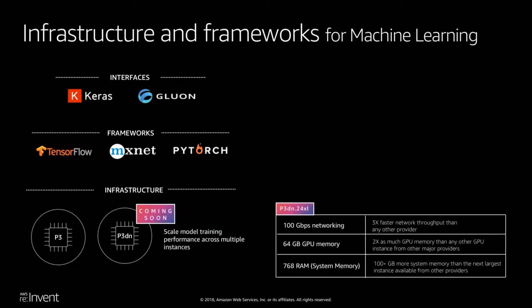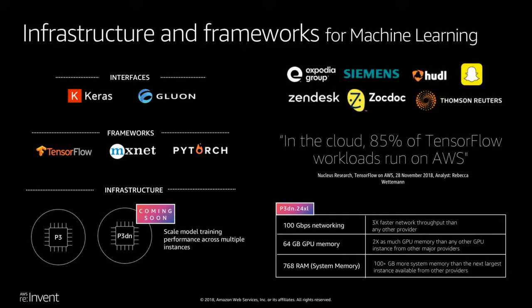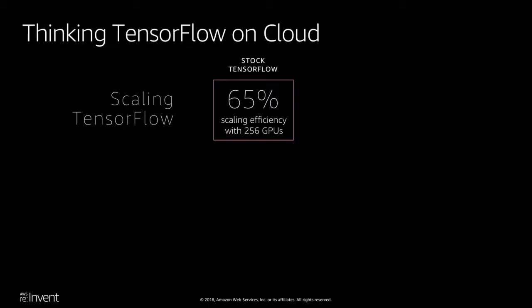We launched a new instance, it's called P3DN, and basically it's using the 100 gigabit networking, so it's very good for simulation and tight networking like fluid dynamics. And it's doubling the memory on the GPU cards that we have inside, so it's allowing much more interesting use cases. And this is interesting because, for example, TensorFlow is mostly used on AWS. For example, those are customers that are using this instance now that is available.